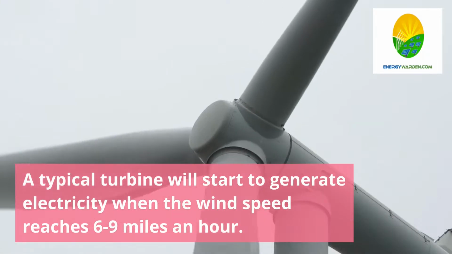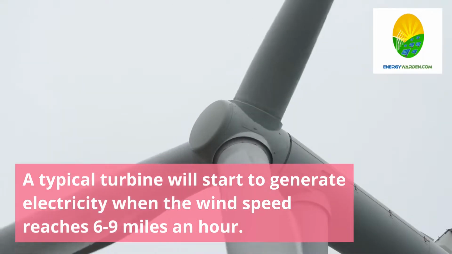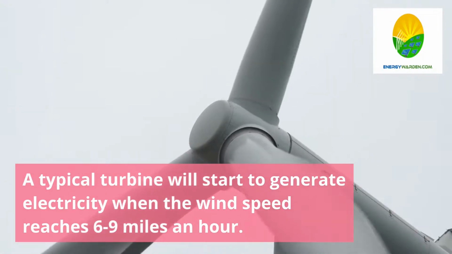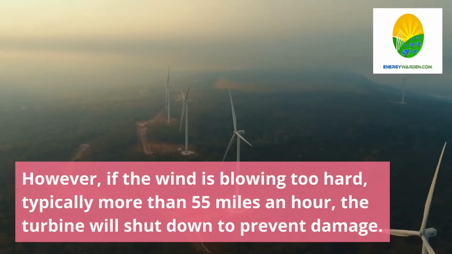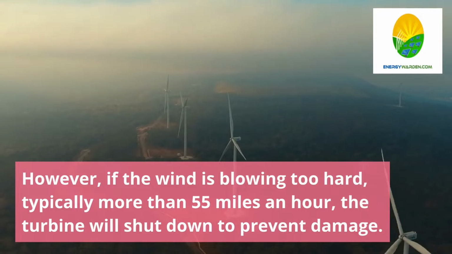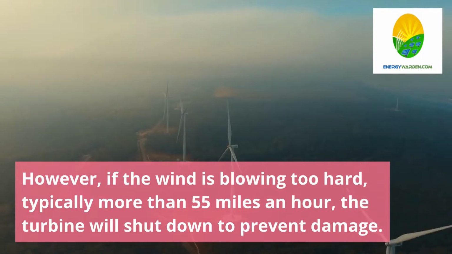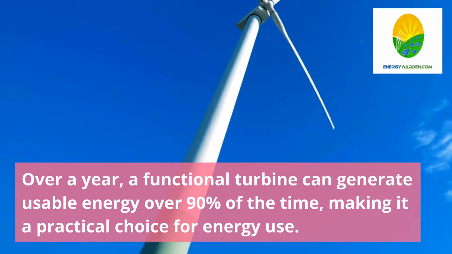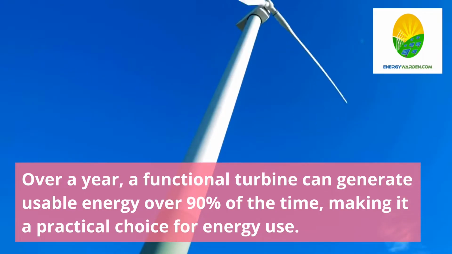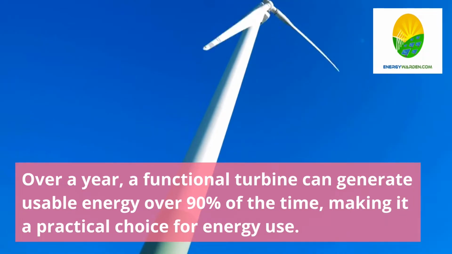How much electricity does a wind turbine generate? A typical turbine will start to generate electricity when the wind speed reaches 6 to 9 miles an hour. Any wind less than this won't generate any electricity. However, if the wind is blowing too hard, typically more than 55 miles an hour, the turbine will shut down to prevent damage. Over a year, a functional turbine can generate usable energy over 90% of the time, making it a practical choice for energy use.